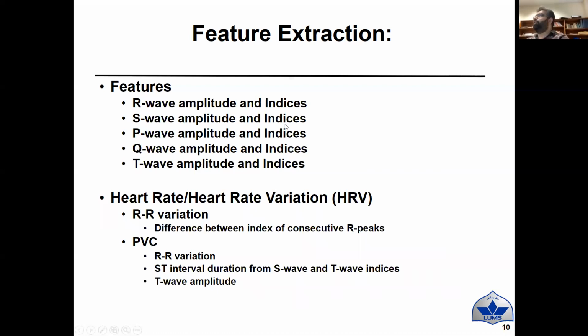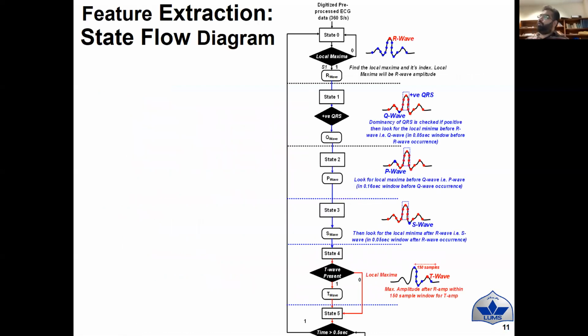As I mentioned, you are also going to work on multiple features apart from those R, S, T. You are also going to look at the Q wave and the P wave, meaning you need to work on the amplitude and the indices of these waves. So what is the workflow for your overall system? This slide shows the overall state flow diagram, the way you can implement the detection of all these waves. You are provided with ECG data, which is digitized and sampled at 360 samples per second.